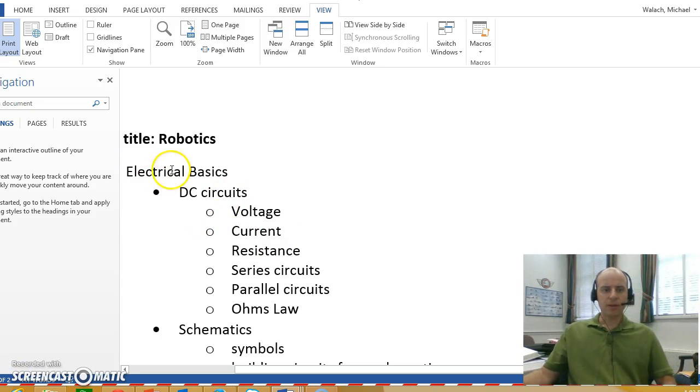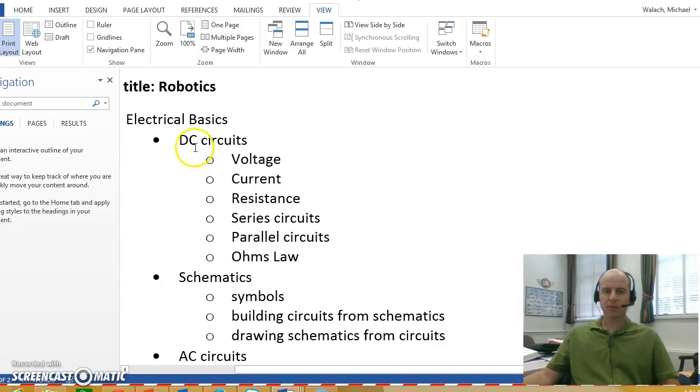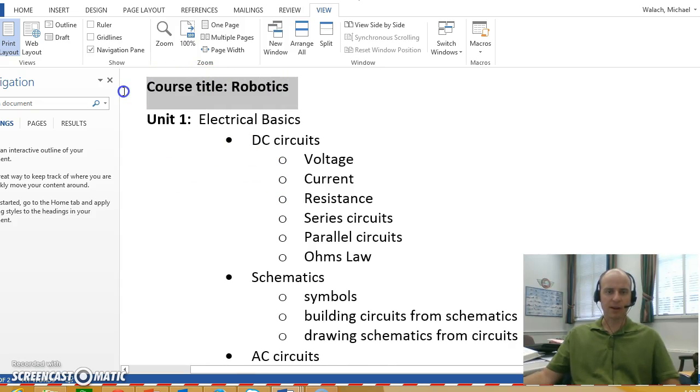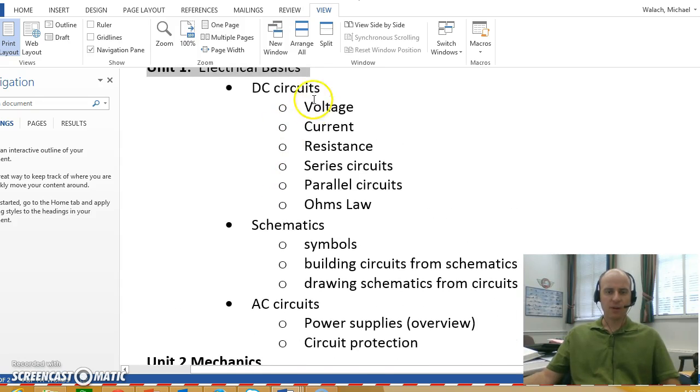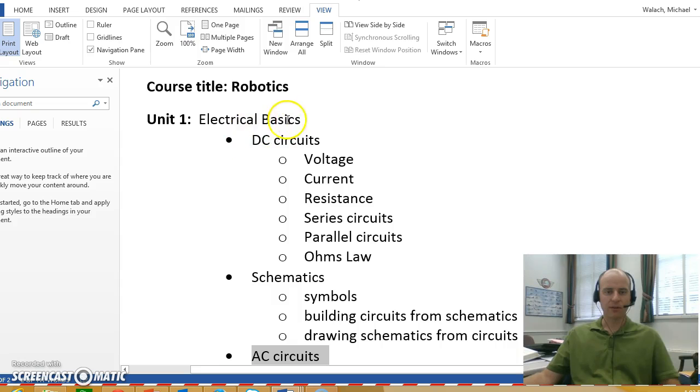Okay, so now we're into the document. This is the sample document you can download from Blackboard, and this is the sample outline. All right, so what you're going to see here is we have the course title up top, Robotics, which is what I'm using for my sample. And then my first unit is going to be on electrical basics. Okay, so you can see I've summarized the unit down into electrical basics. And then what I did is I took electrical basics and broke it up into 3 categories. I have DC circuits, schematics, and AC circuits. So those would be the 3 core contents that I'm going to cover underneath this unit titled Electrical Basics.